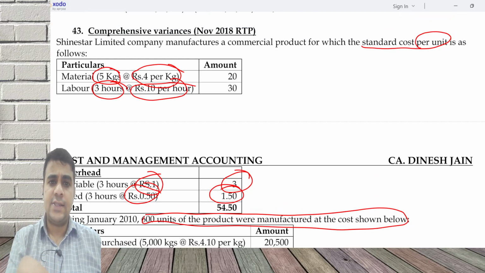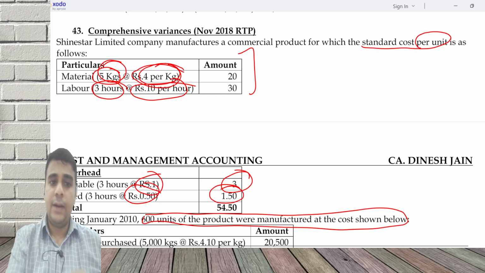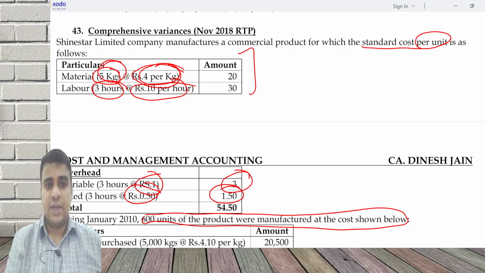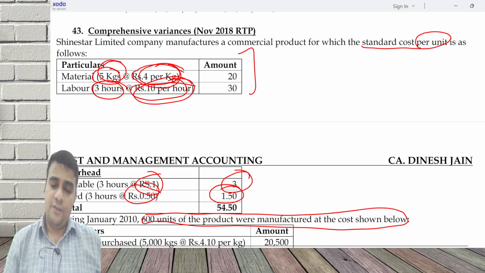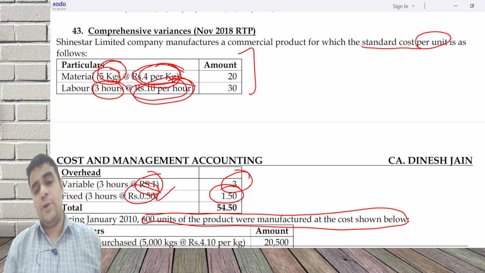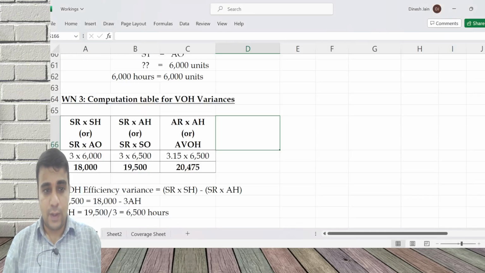Always read this data clearly. 5:1 is the input output ratio. SP is 4 per kg. Labor 3 hours equal to 1 unit, 10 per hour. Variable overhead 1 rupee per hour, 3 rupee per unit. Fixed overhead 0.50 per hour, 1.5 per unit. So almost everything is readily available. Let's start working note 1.